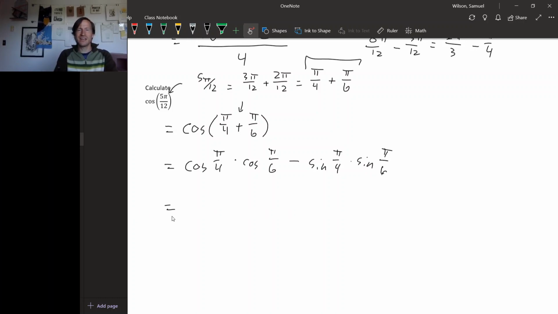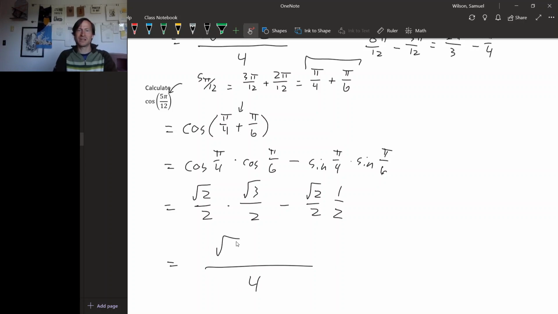Now these are all nice angles, so we can just evaluate all of these directly. Cosine pi over 4 is root 2 over 2. Cosine pi over 6 is root 3 over 2. Sine pi over 4 is root 2 over 2. Sine pi over 6 is a half. So the denominator is 4, and we get square root of 6 minus square root of 2 again. All right.